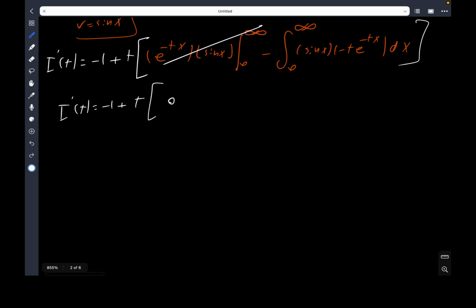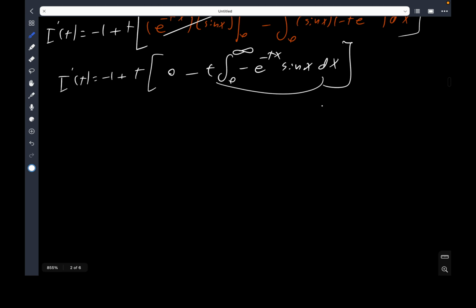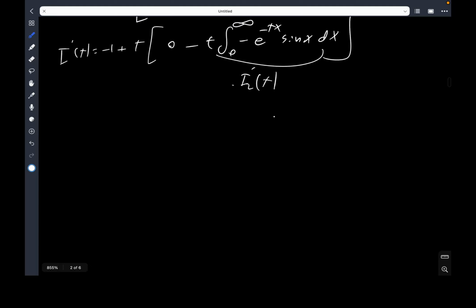So it's going to be 0 plus, minus t, the integral from 0 to infinity of minus e to the negative tx sine x dx. Why did I keep the minus here? Because this is exactly our I prime of t. Actually, I second prime of t that we were trying to find, and I prime of t is going to be negative 1 plus t times negative I second prime of t, should have been second prime of t as well.